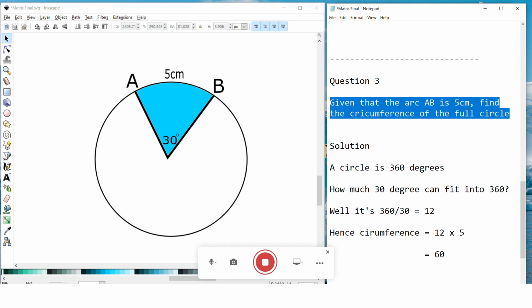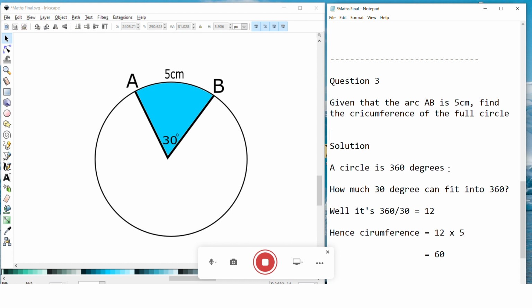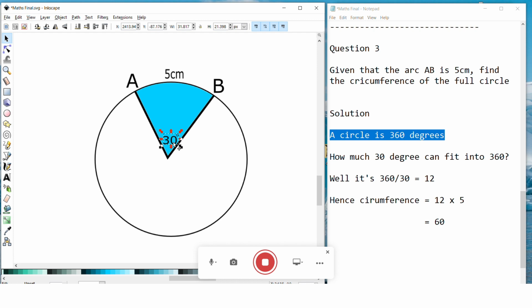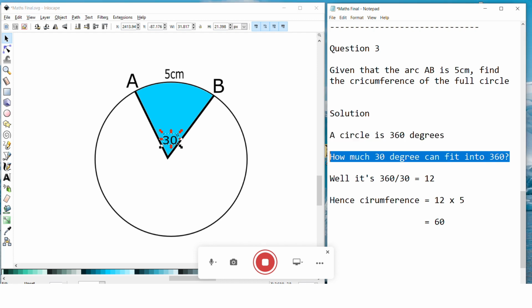Given that the arc AB is 5 centimeters, find the circumference of a full circle. First of all, a circle is 360 degrees, and 30 degrees gives us a length of 5 centimeters. So how many 30 degrees can fit into 360 degrees? So it's 360 divided by 30, which is 12. So that means 12 of these blue sectors can fit into the entire circle.